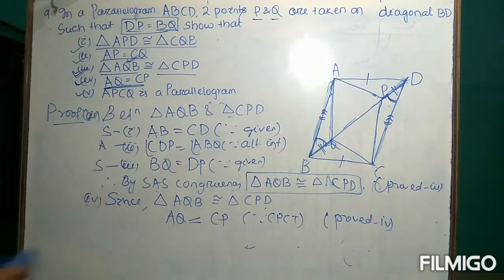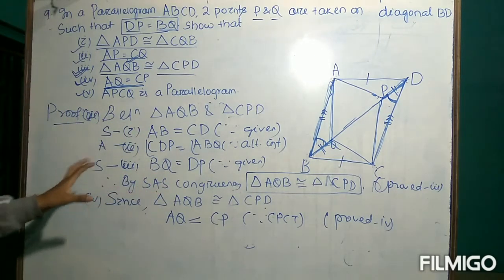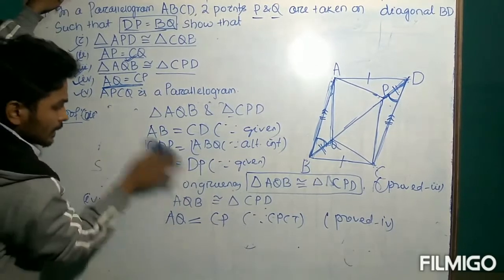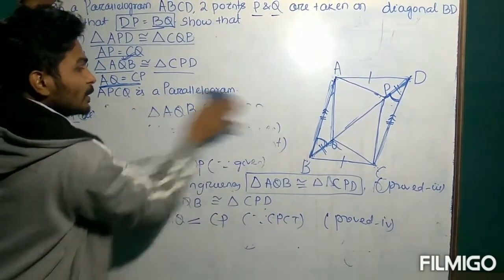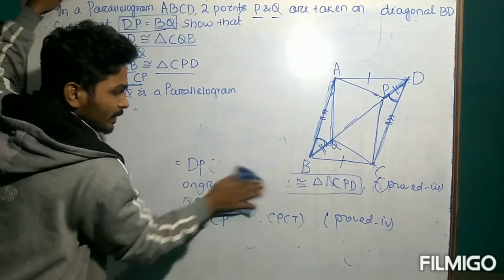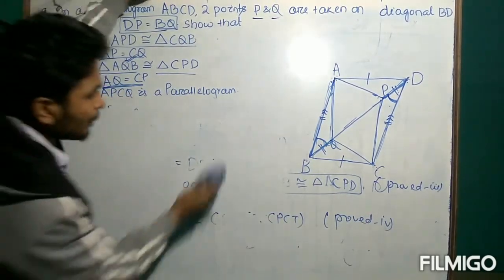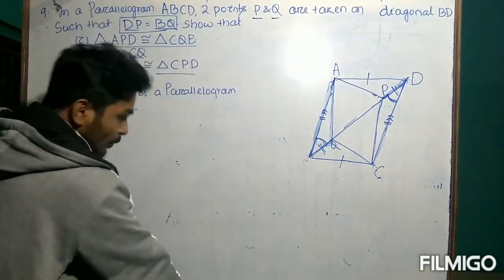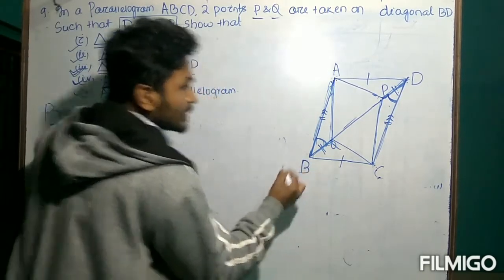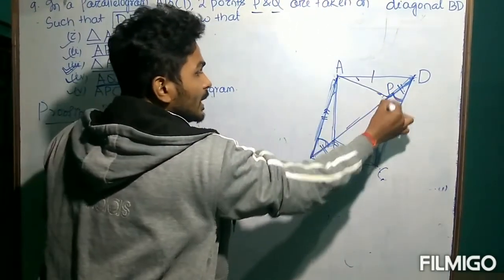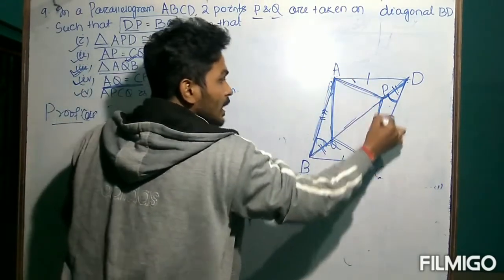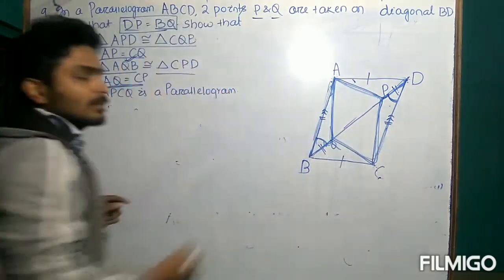Now let us understand the last statement, but before that you have to take a screenshot of it, then I will erase it and prove the fifth statement. Okay, done. So let's erase. In the fifth statement we have to prove that APCQ is a parallelogram. So first identify which quadrilateral represents APCQ. See, A, P, C, Q. This one is a parallelogram, right?